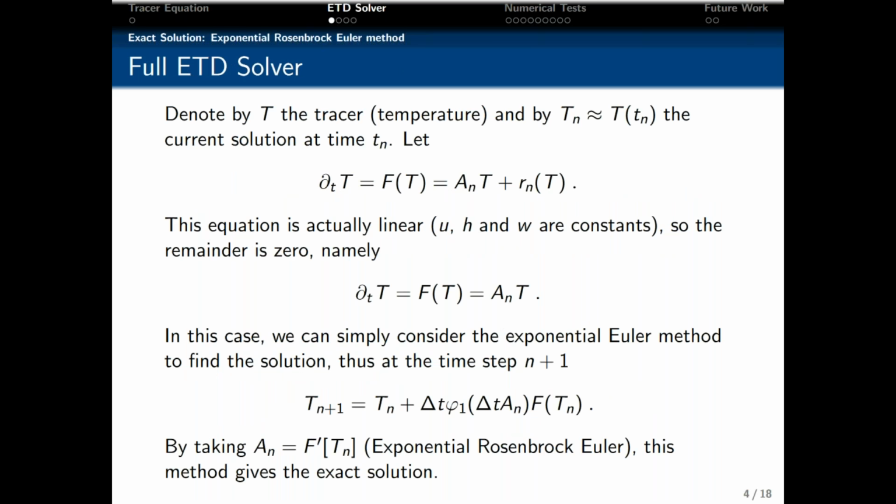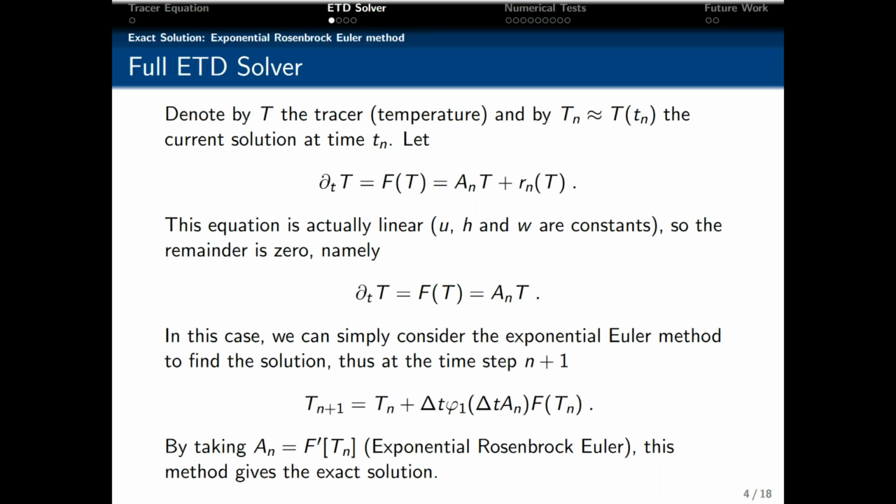So we can see the tracer equation as written in the following way. So f of t equals a linear operator times your tracer plus a nonlinear remainder. In all our tests, the nonlinear remainder is 0. Therefore, applying an exponential integrator, we can find the exact solution. Specifically, if we apply exponential Rosenbrock-Euler, we can find the exact solution up to machine precision.